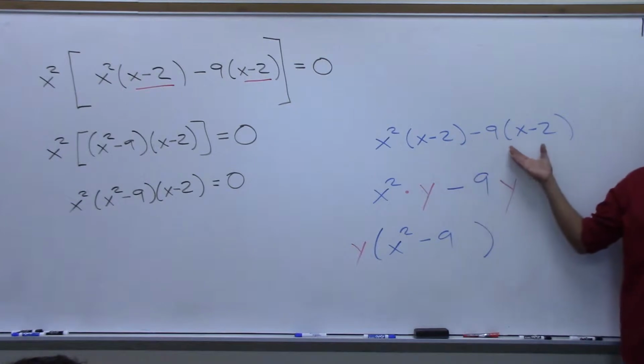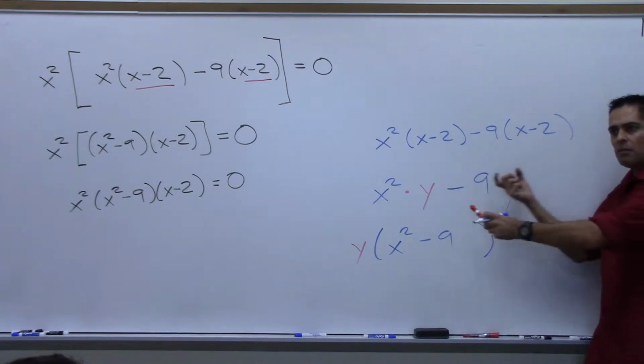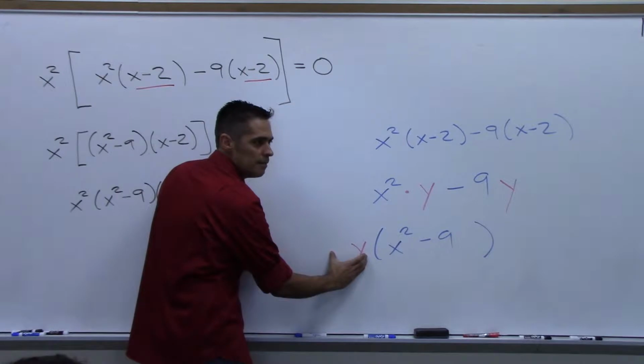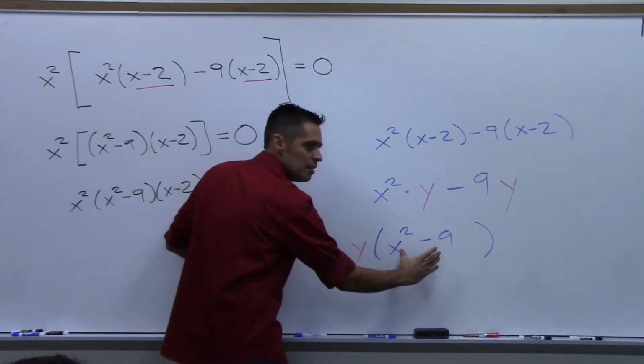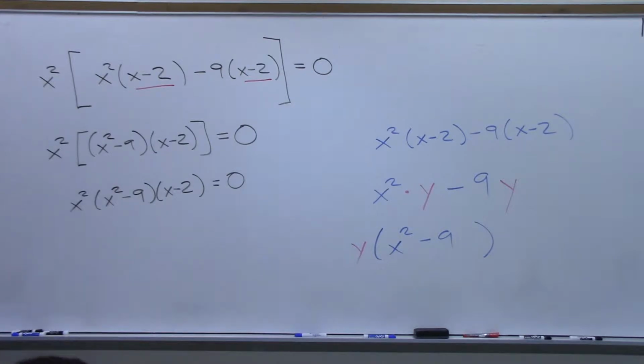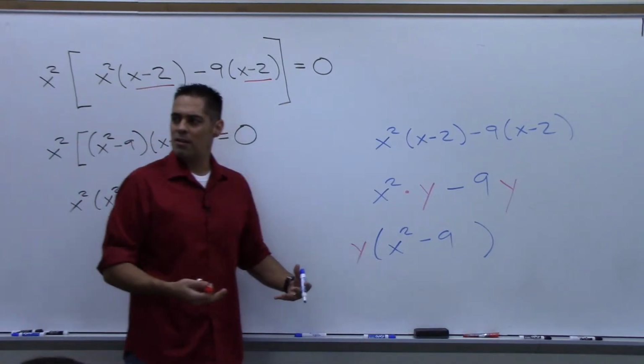We have a GCF, but the GCF isn't just a single thing. It's this whole factor. So this x minus 2 gets pulled out, and the x minus 2 times x squared minus 9 is the result. You see that? I just don't want you to think that it's just a step that doesn't have any process or thought to it.